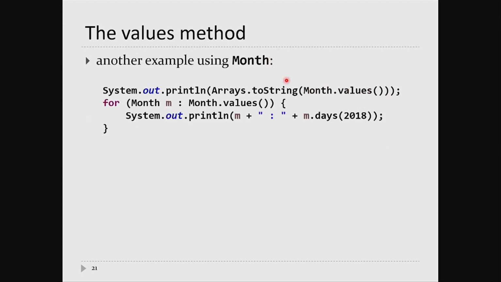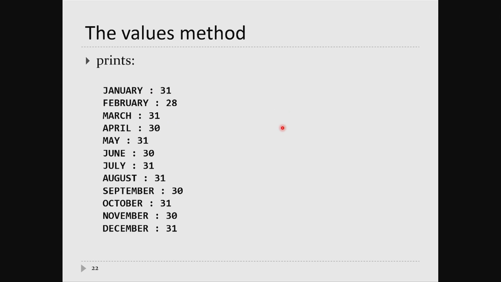Here's another example using Month. So I'm going to call values here. It's the same as the previous slide, but now I'm going to iterate over the enumerated constants. Sometimes this is useful to do too, if you want to do something with every constant. So you can just write a little loop that loops over the returned array, and I can print out the number of days in the year 2018. And that prints the following: January has 31 days, February has 28 days, and so on in the year 2018. If you change it to 2020, then February prints out 29, but everything else is the same.